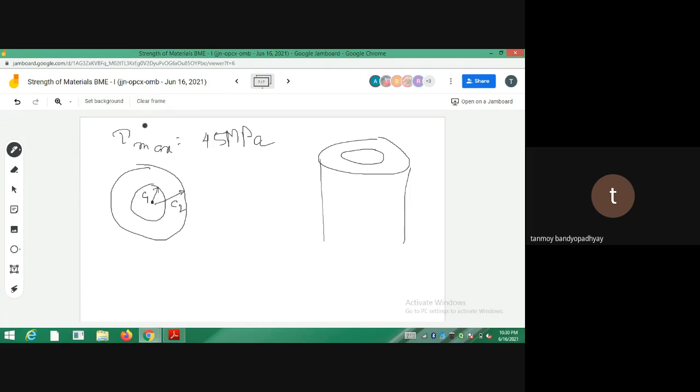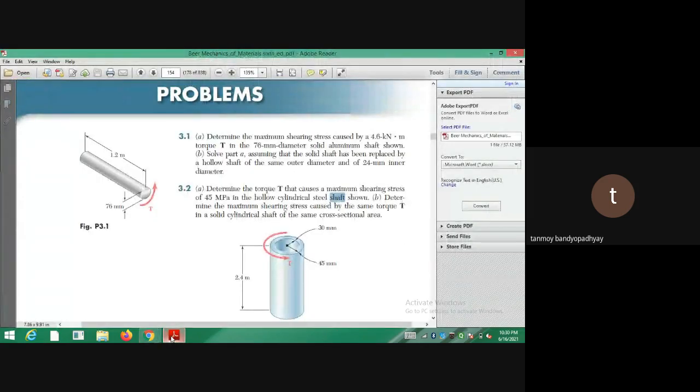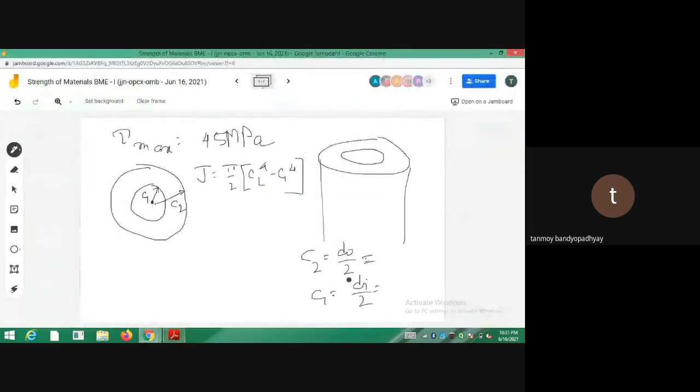So for this shaft, J will be equal to pi by 2 times C2 to the power 4 minus C1 to the power 4. C2 will be equal to the outer diameter by 2 and C1 will be equal to the inner diameter by 2. What is the outer diameter given? Actually the radius is already given, it is 45 millimeter. So C2 is equal to 45 millimeter, meaning 0.045 meter, and C1 is equal to 30, meaning 0.03 meter.